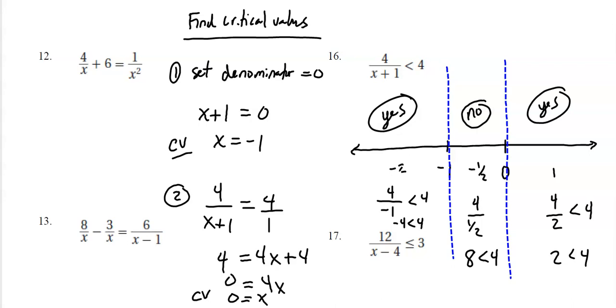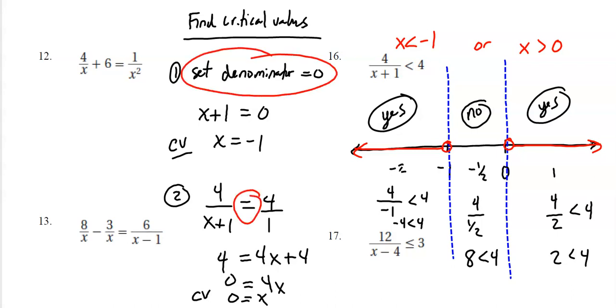So it looks like when x is greater than 0, it works. And then when x is less than negative 1, it works. And since we have this thing going on, that's an or problem. x has got to be less than negative 1, or x is bigger than 0. I can't say and, because it can't satisfy both of those at the same time. So the big thing is how to get critical values: denominator equal to 0, and then just set them equal, and then test the regions.